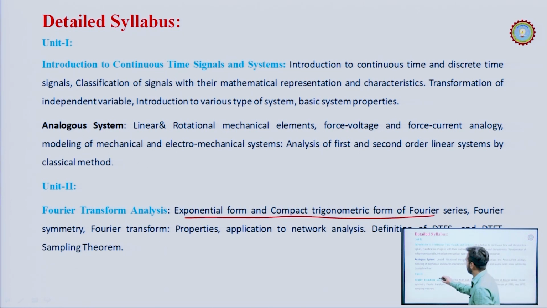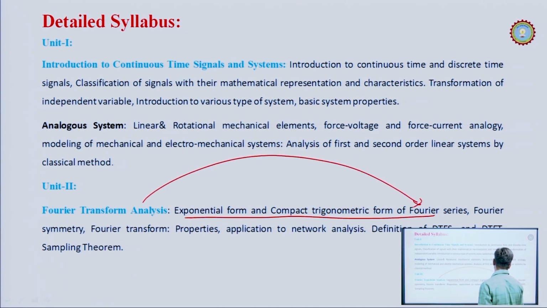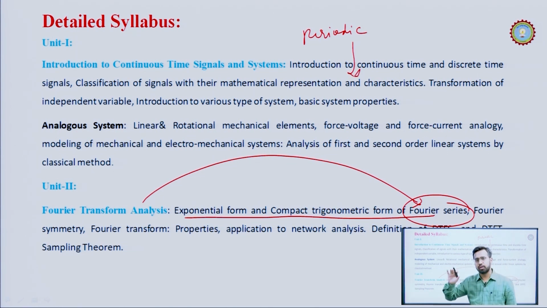Okay, before Fourier transform, what we have is Fourier series. So, what is the difference between Fourier transform and Fourier series? See, basically Fourier series is used only for periodic signals. If we have any periodic signal, we know that a periodic signal can be easily represented in the form of a summation of its harmonics.